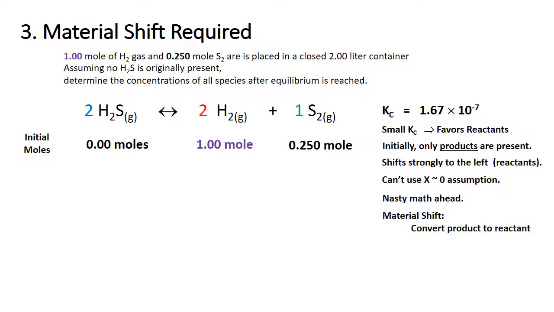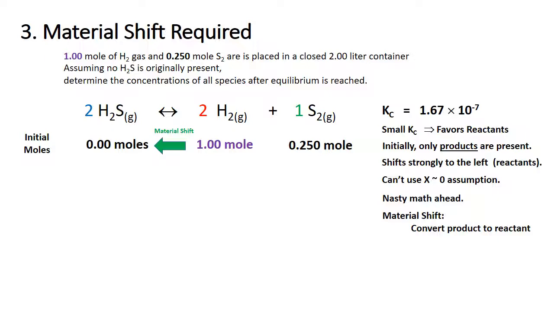Therefore, what we want to do is a material shift. The idea here is that since the equilibrium favors the reactants anyway, why not move all of the products as much as possible over to the reactant side and then approach the equilibrium problem, the ICE problem, from that point of view. So we're going to do a material shift to the left as much as possible.